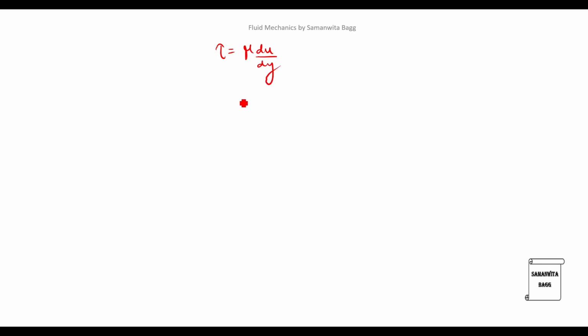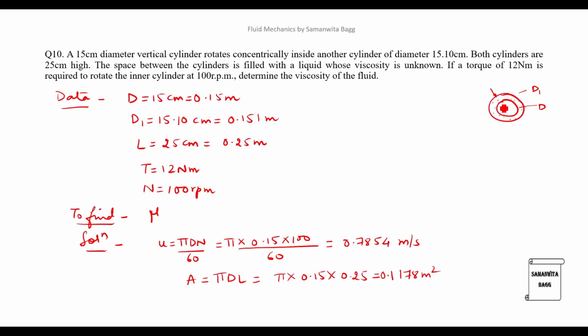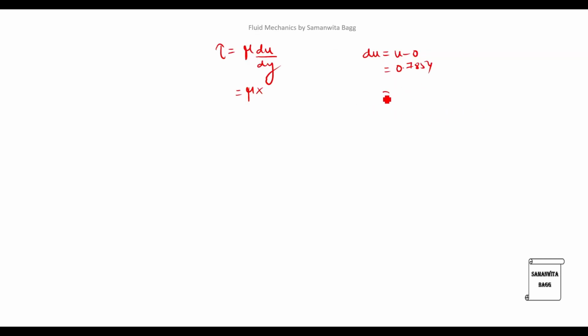Now if you talk about this formula, we don't know mu, we don't know the value of tau. So we can just write this as mu into the value of du. Now we know du by now is u minus 0. So this is 0.7854. And when we talk about dy, it is again the distance between the two cylindrical area. This is my dy, this gap. So dy is very simply d1 minus d. So this is 15.1 minus 15. So this turns out to be 0.1 centimeter, which is 0.1 into 10 raised to minus 2 meters.